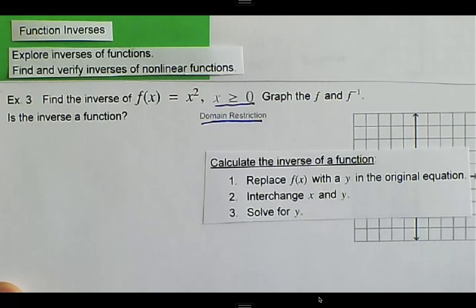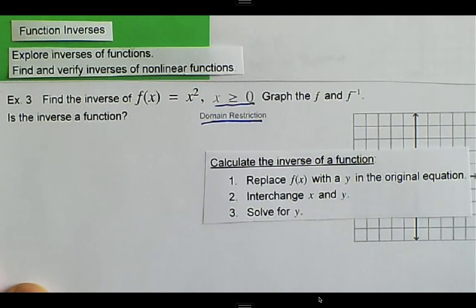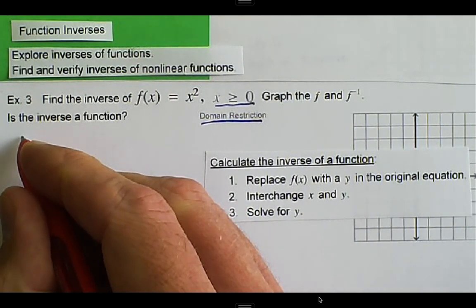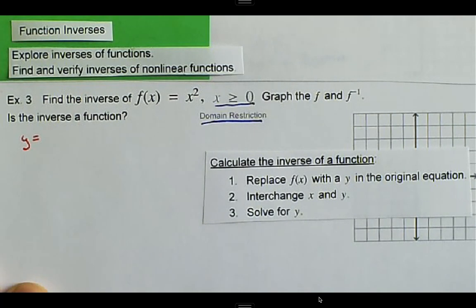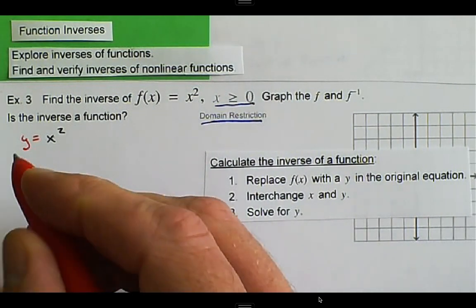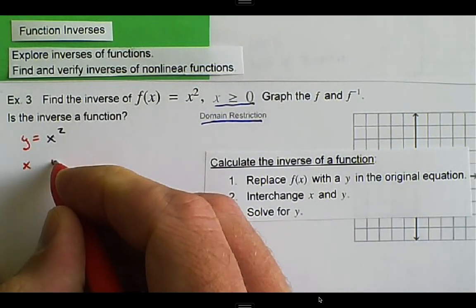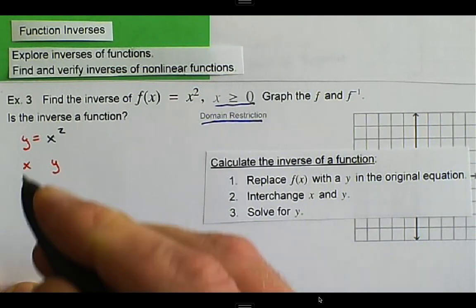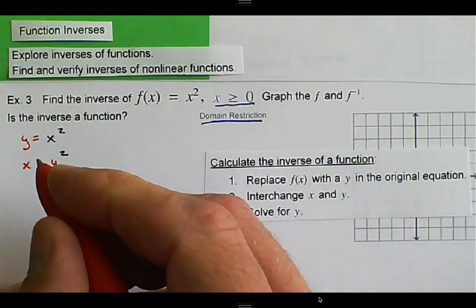So we're going to go through the steps that we have previously. We're going to replace f of x with y. So we get y equals x squared. And then we are going to interchange x and y. So x goes here, y goes here. And then solve to get y by itself.